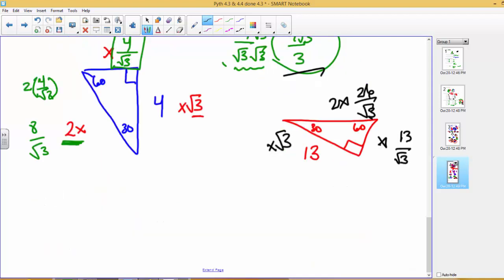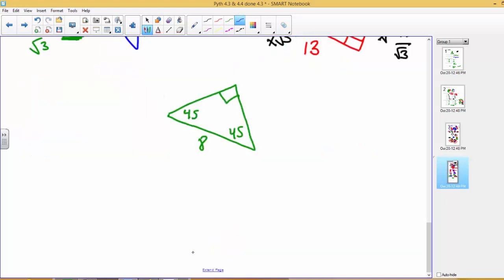And then one more little thing with the 45, 45, 90. So let's say across from the 90, you have the number 8. Again, if you think you can do this, go ahead and pause. If not, I'll take you through one and then you can try one. So again, the rule here is that these are both x, and this is x times the square root of 2.